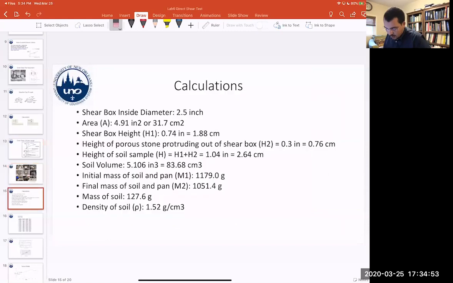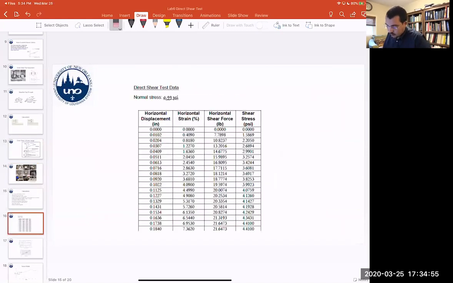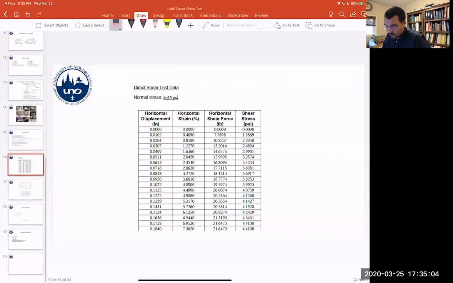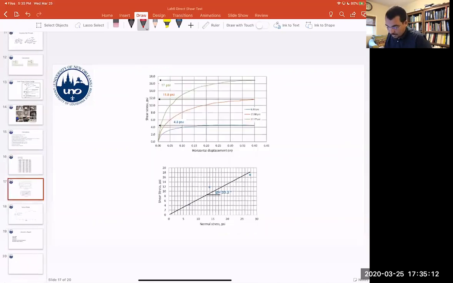We talked about these calculations. So these are the horizontal displacement, horizontal strain, and horizontal shear force, and the shear stress. These are values that will be recorded. And this is the normal stress that we're applying. So this is almost 7 pounds per square inch.